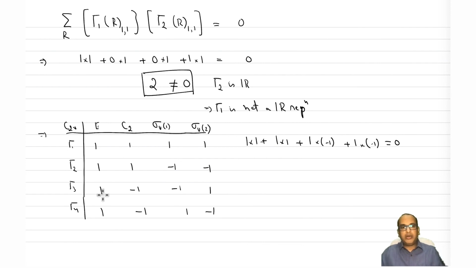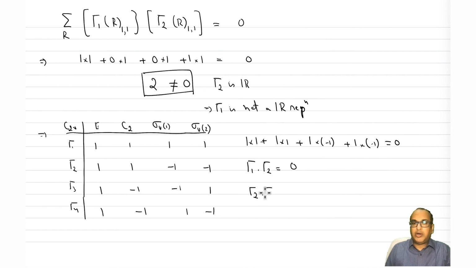All four, tau 1, tau 2, tau 3, tau 4 will be orthogonal to each other, which satisfies the rule of GOT, right? So I can say that tau 1 dot tau 2 equals 0, tau 2 dot tau 3 equals 0. Any two products you can take in this case, everything will be equal to 0. So that tells that the rules of GOT are valid in this case.